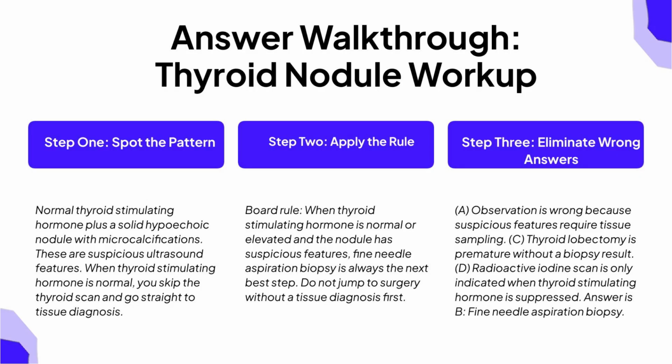A radioactive iodine scan is only for when thyroid-stimulating hormone is suppressed. The correct answer is B, fine needle aspiration biopsy.